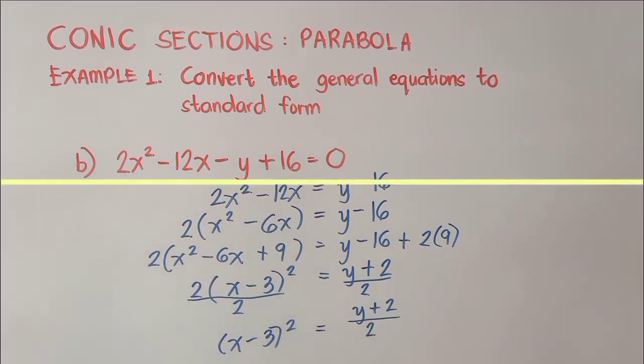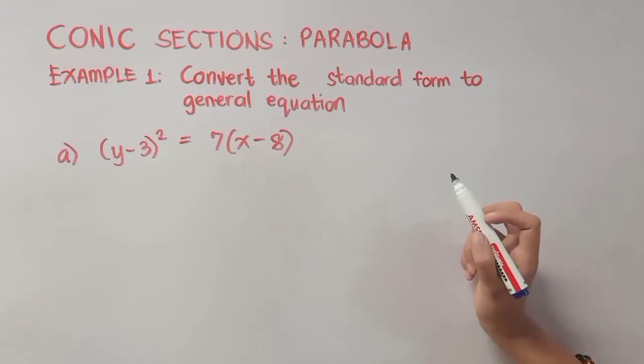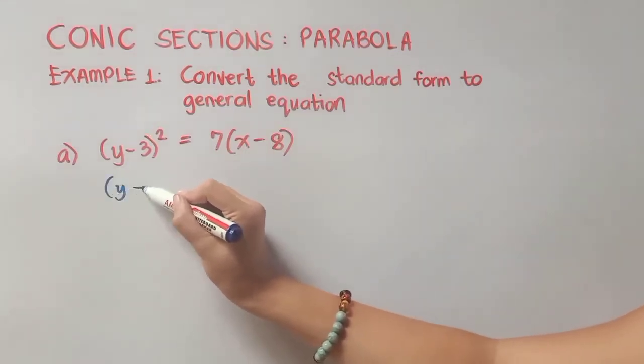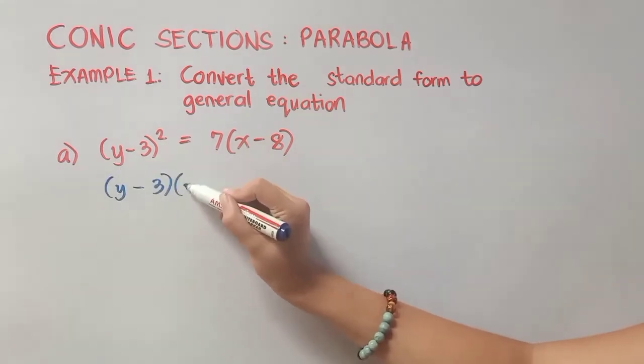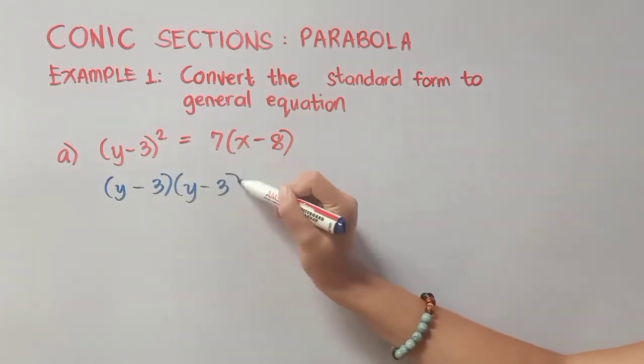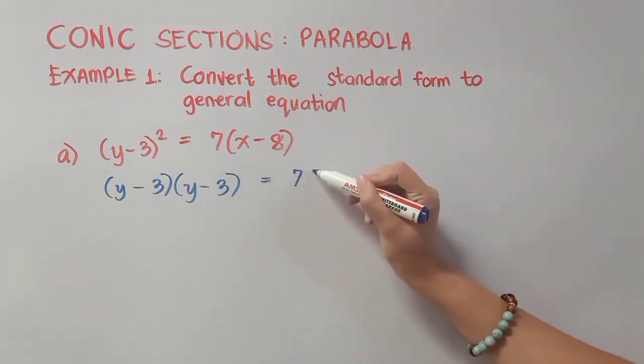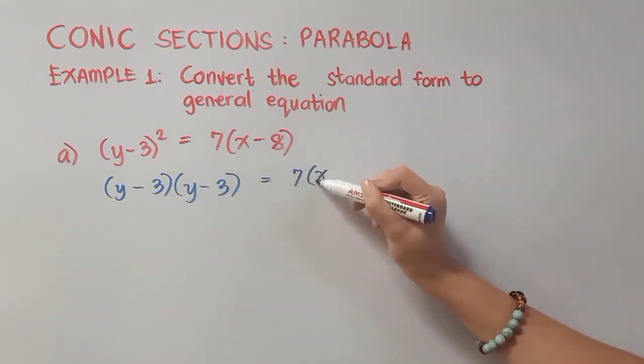We can now proceed to standard to general form. We have here quantity y minus 3 squared. So that means to say we have to multiply y minus 3 to itself. And then we will just copy whatever is on the right side. That's 7 quantity x minus 8.